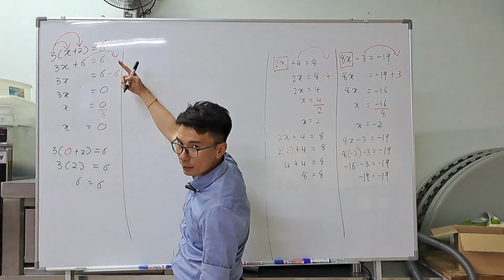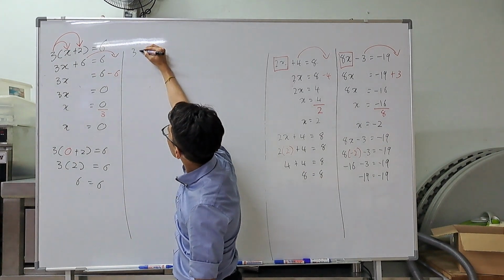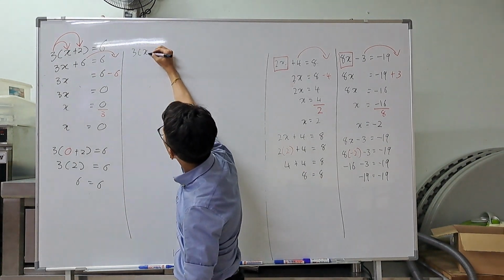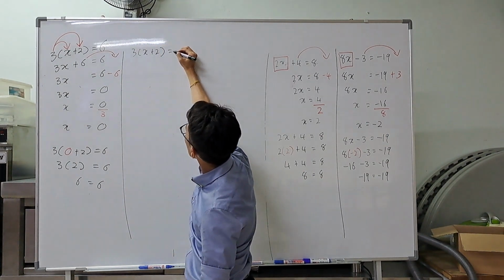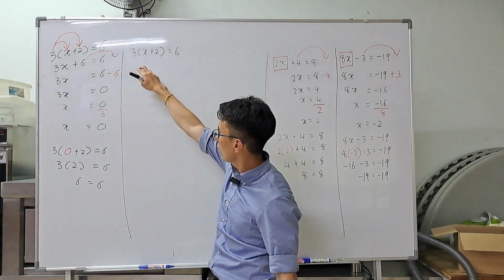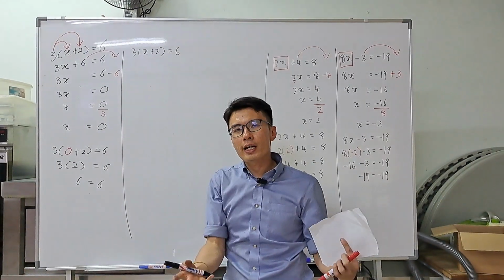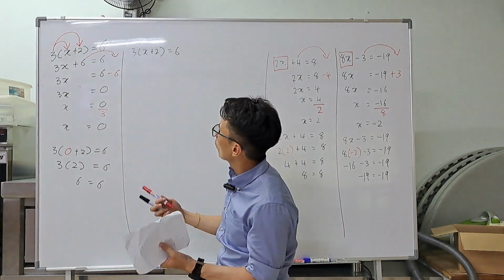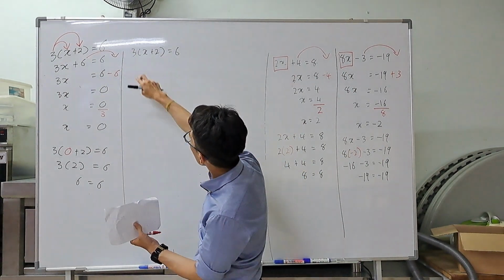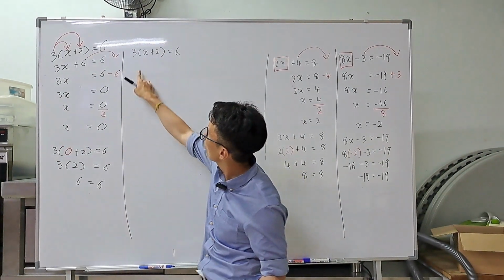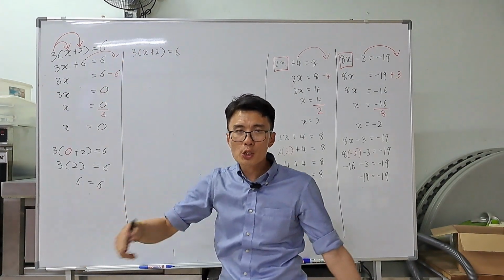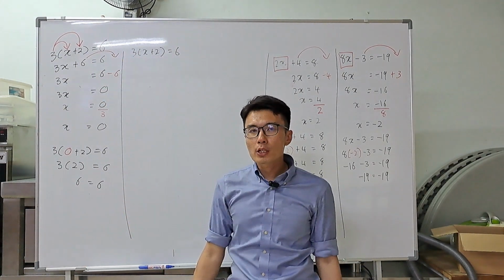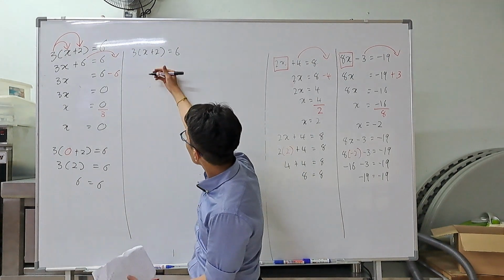Okay, now back to the same question. 3(x + 2) equals 6, right? Again, a number next to a bracket means multiplication. So what can I do over here? I can bring this 3 over first, because I know this is a multiplication operation, and the opposite of multiplication is division. So let's bring that over.